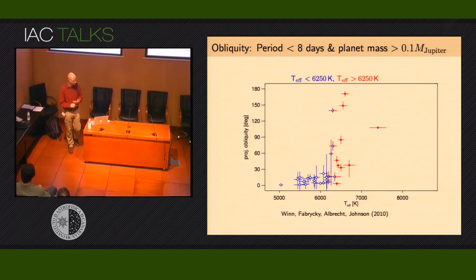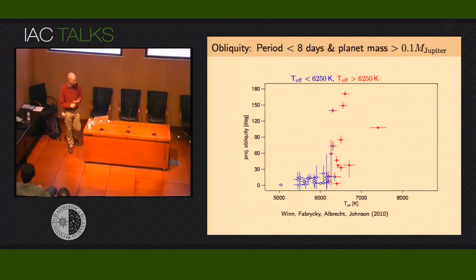What one can see here is that all the cool stars tend to have low obliquities, good alignment between the orbit and the stellar rotation, while for the hotter stars there seems to be a more random distribution. So why could that be? Well, one way, of course, could be that planet formation is different between these types of stars.